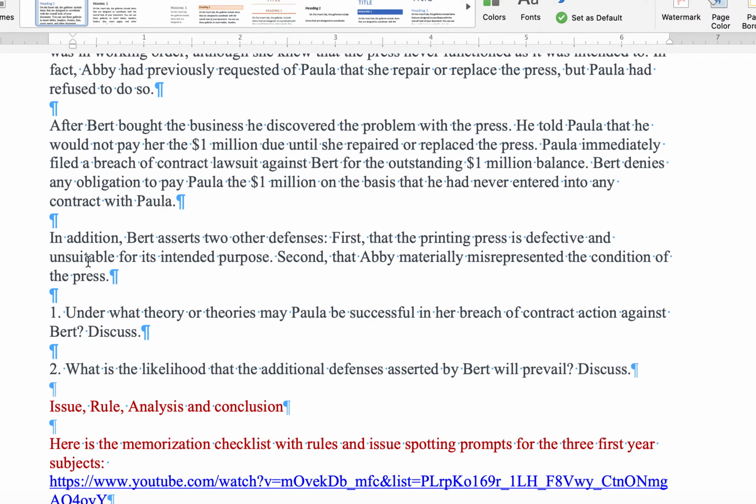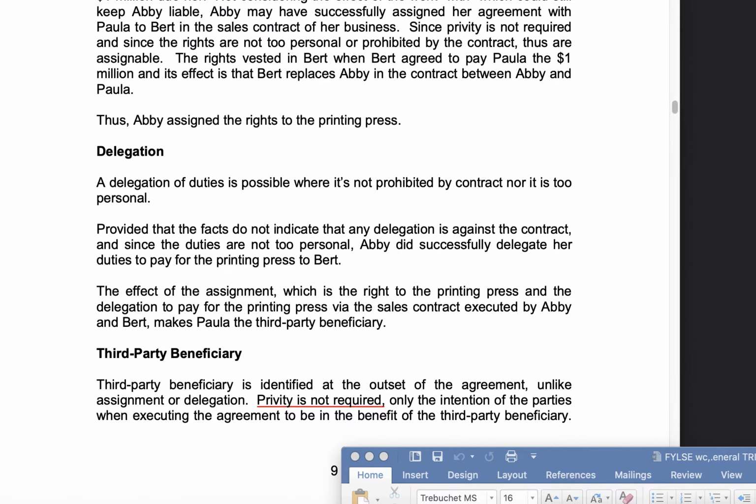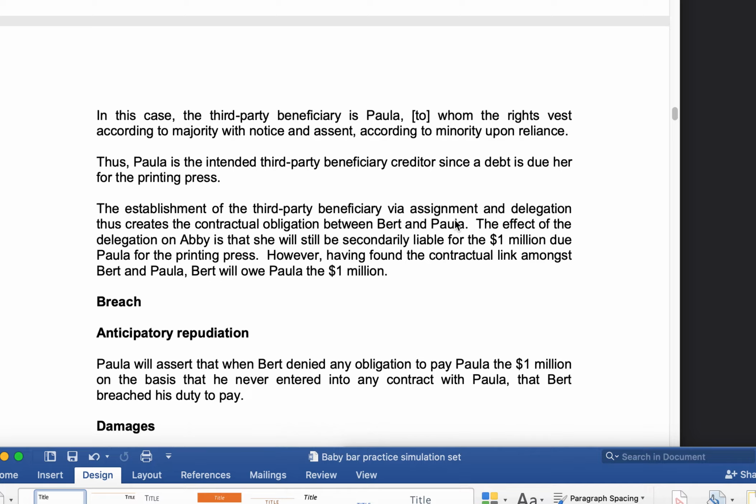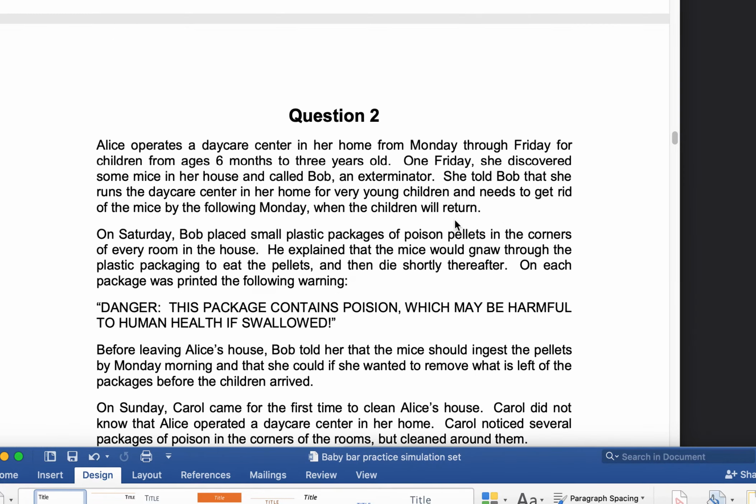I mean, what he said. It says, in addition, so they're asking about the two other defenses. The printing press is defective and unsuitable, and second, Abby misrepresented the condition. Now, let's take a look at these model answers, what they put at the very bottom there.